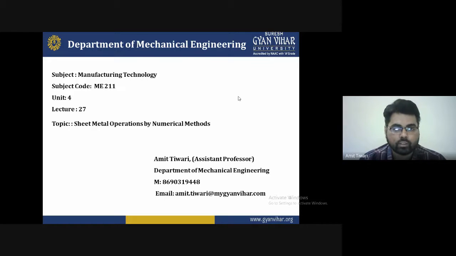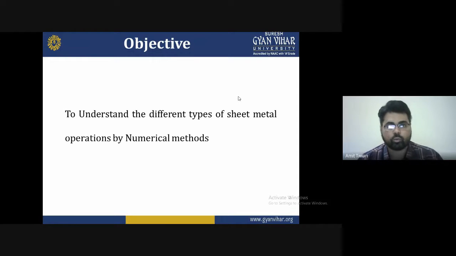Today is the 27th lecture of this series and the topic of today's lecture is sheet metal operations by numerical methods. The objective of today's lecture is to understand the different types of sheet metal operations by numerical methods. So basically, we are discussing some numericals based on sheet metal operations and how we can design the sheet metal operations or workpiece with the help of some analysis using numerical methods.